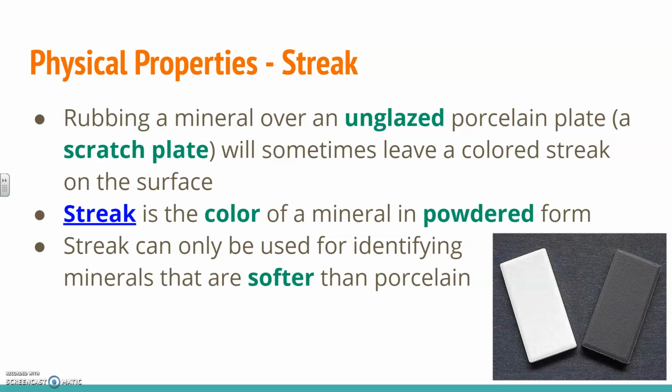Streak can only be used for identifying minerals that are softer than porcelain, and we're going to talk about hardness as our last characteristic. So if you took a chunk of diamond and tried to scratch it on these plates down here in the bottom corner, it's not going to do anything except scratch your plate. It's actually going to create a canyon down into the plate because diamond is the hardest thing out there. But anything softer than this porcelain, and you're going to find that out on the next couple of slides, will leave behind that powdery residue, and that will allow us to see what color this mineral truly is.